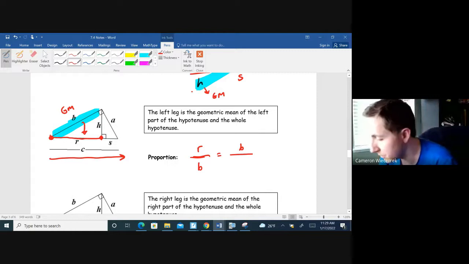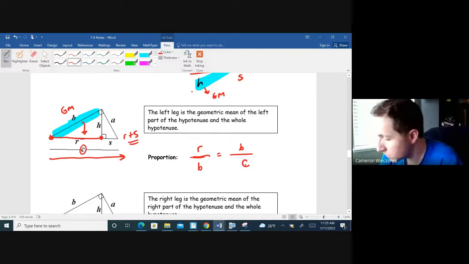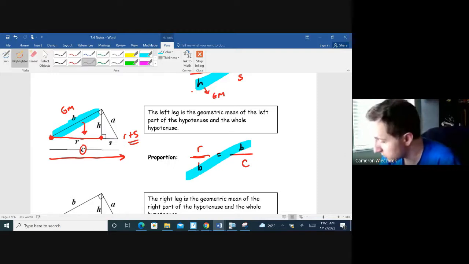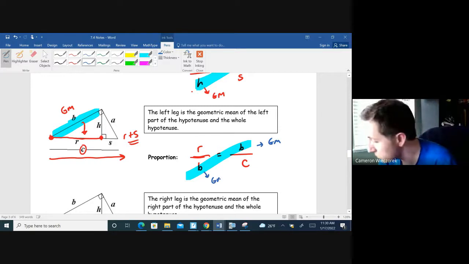So the big giant hypotenuse of the original triangle, which you can think of in two ways. That goes from R and includes S. So you could think of it as R plus S, or they labeled it C. So I'm just going to label that distance C. So in this case, the geometric mean was the left side of the triangle, the left leg. So GM, GM. That is always going to be the geometric mean of the little shadow right underneath it and the entire hypotenuse.